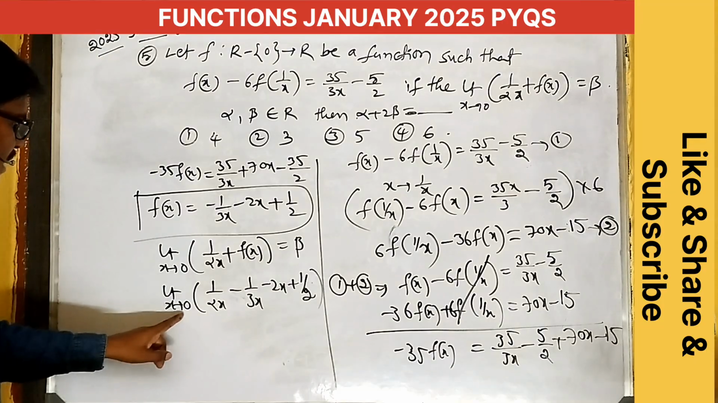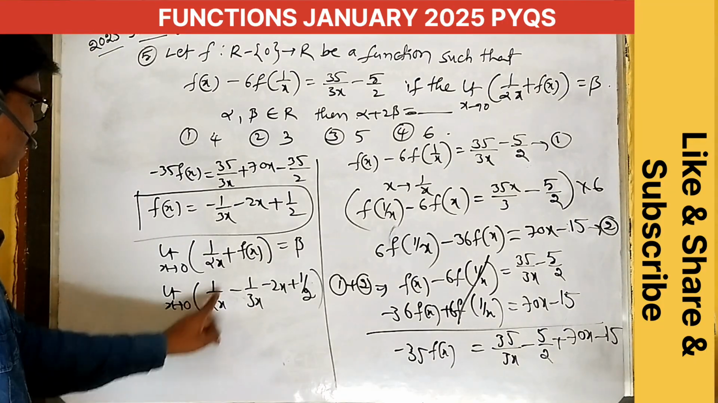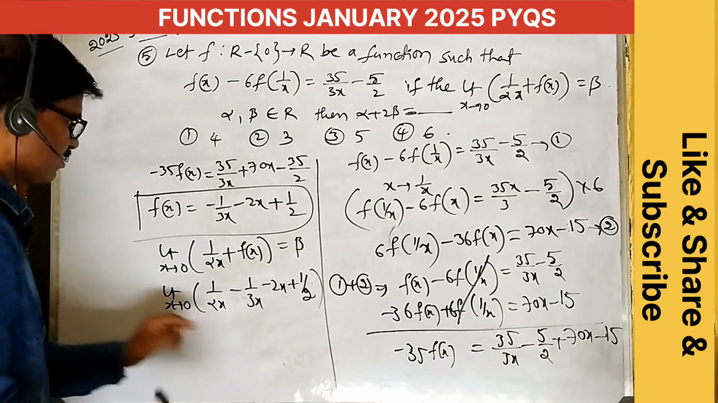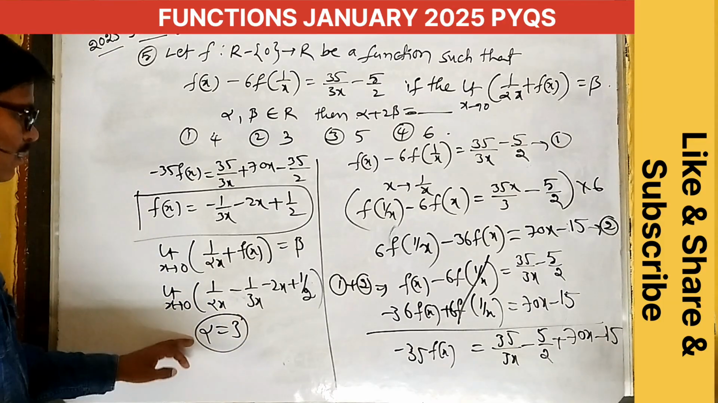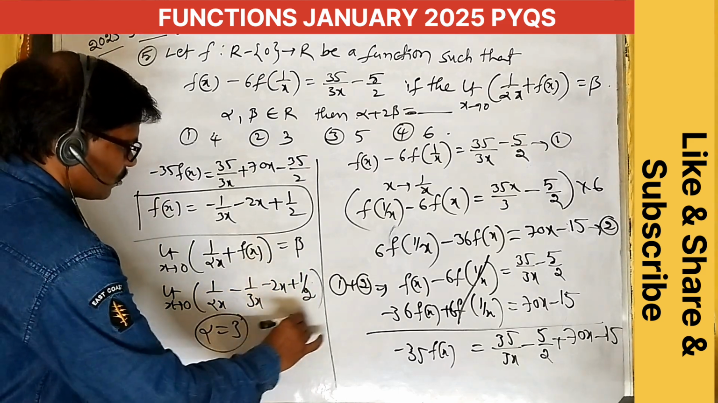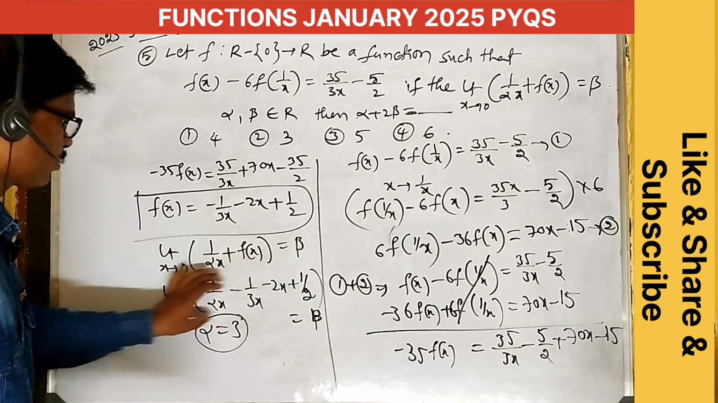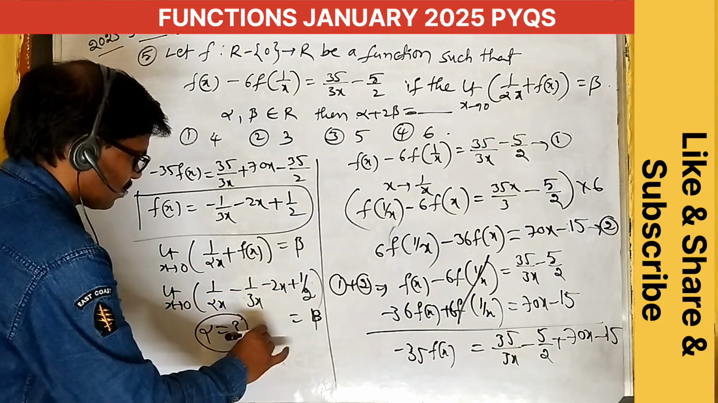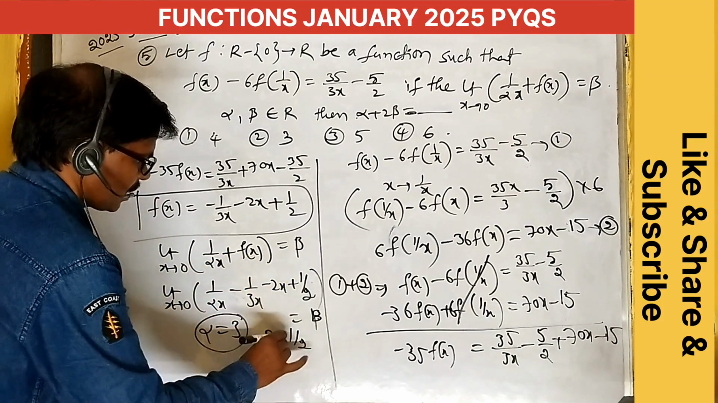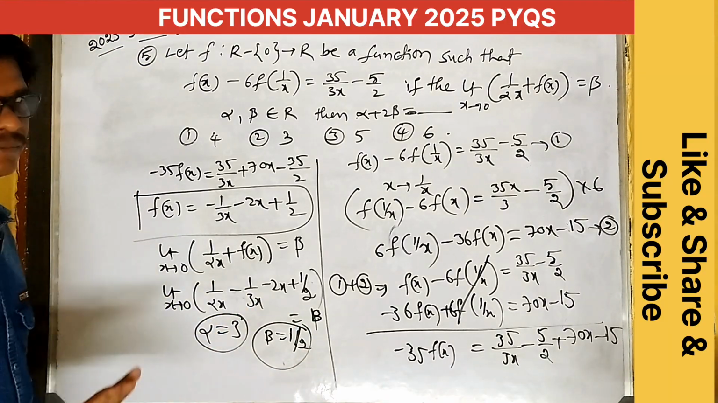Here x tends to 0 means 1 by 3x. Suppose alpha is equal to 3, then both cancel. Here alpha is equal to 3. This is equal to beta. The total parts with x are 0, and limit x tends to 0 means beta is equal to 1 by 2. So the beta value is 1 by 2 and alpha is equal to 3.